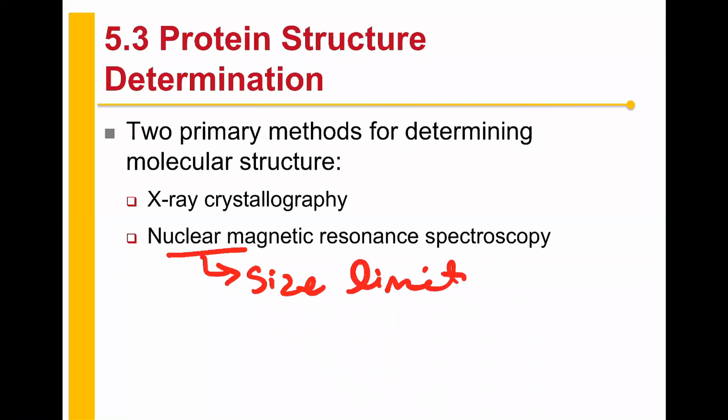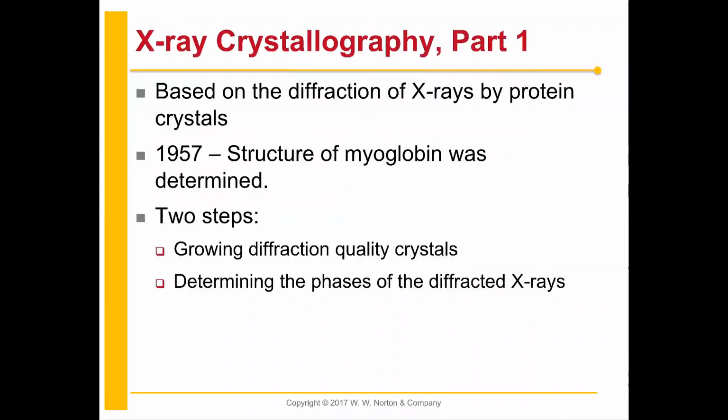But X-ray crystallography has its drawbacks too. So we're going to talk about each one and why you would use each one and what information you can get from it. So X-ray crystallography, we said, is based on the diffraction of X-rays by our protein crystals. And that very first protein that was identified using X-ray crystallography was myoglobin.